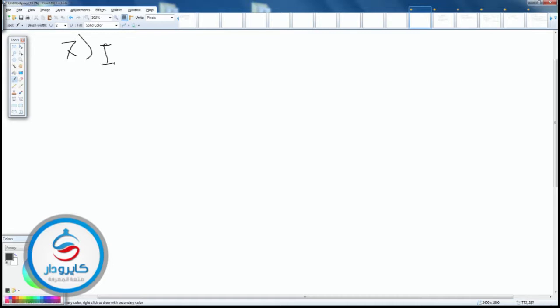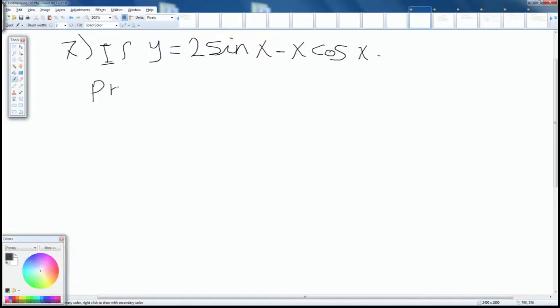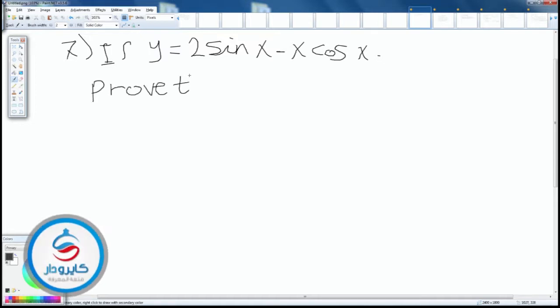If y equals 2 sine x minus x cosine x. Prove that d2y over dx power 2 plus y equals 2 sine x. Solution.